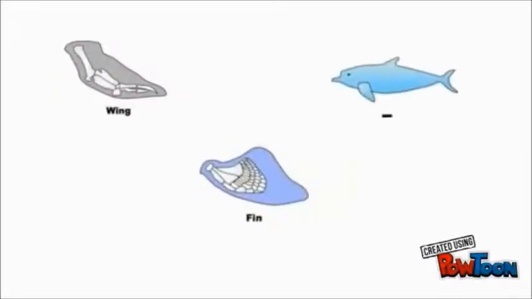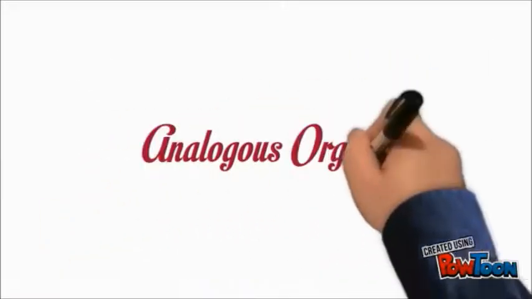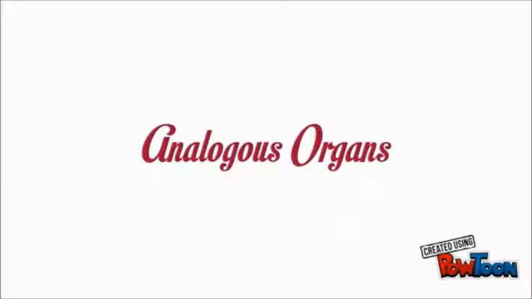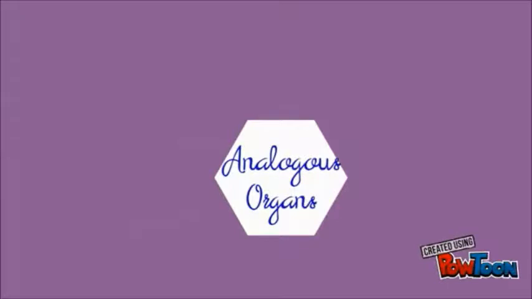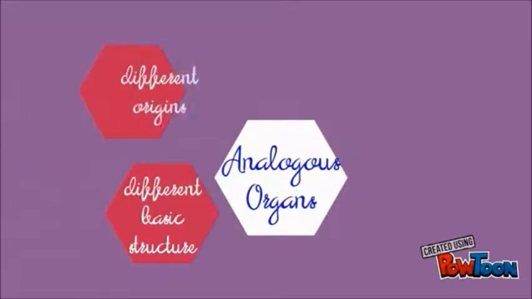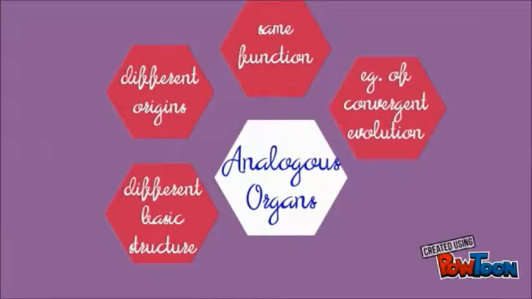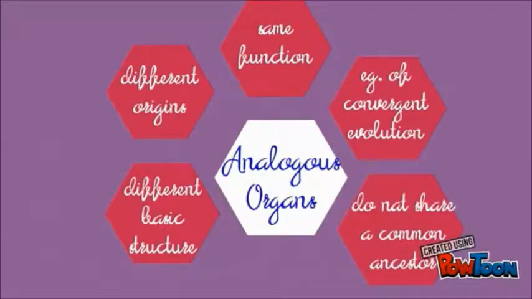A penguin is a bird and has wings, a fish has fins, and a dolphin has flippers for swimming. Although these organs perform similar functions, they have different internal structures. Such structures that have similar functioning but have a different basic structure are called analogous organs. Analogous organs usually have different basic structures, different origins, but perform the same function. They are also an example of convergent evolution and do not share common ancestors.